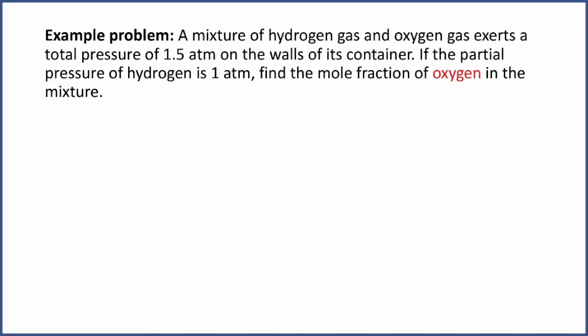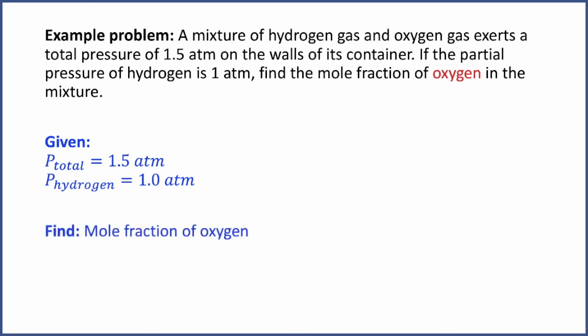Here's another example. A mixture of hydrogen gas and oxygen gas exerts a total pressure of 1.5 atmospheres on the walls of its container. If the partial pressure of hydrogen is 1 atmosphere, find the mole fraction of oxygen in the mixture. This is a kind of complicated multi-step problem, so let's break it down. We have been given the total pressure as well as the partial pressure of the hydrogen. We need to find the mole fraction of the oxygen. So let's come up with a strategy.